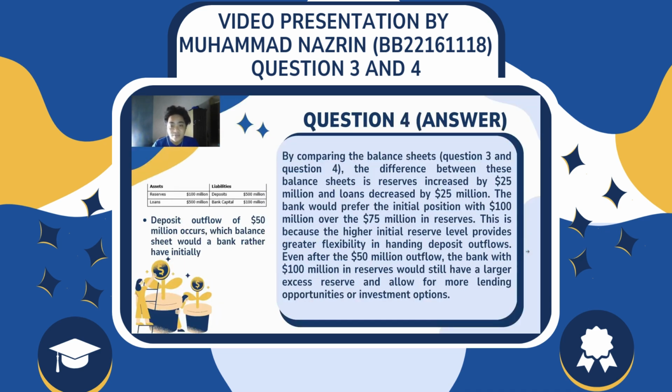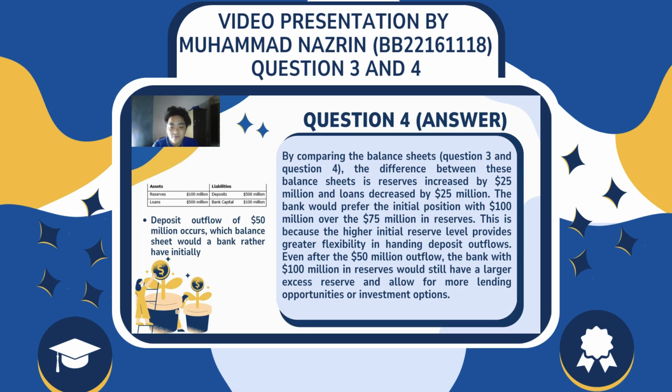So this is my question number 4. By comparing the balance sheet, question number 3 and question number 4, the difference, I already said this, the difference between these two balance sheets is the reserve are increased by 25 million and the loan are decreased by 25 million. So here we can say that the bank would prefer the initial position with 100 million over the 75 million in reserve. This is because the higher initial reserve level provides the greater flexibility in handling deposit outflows.